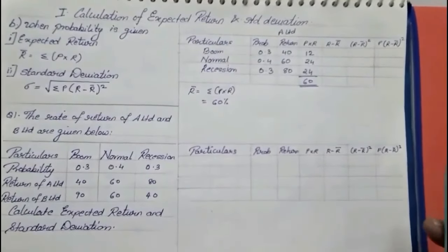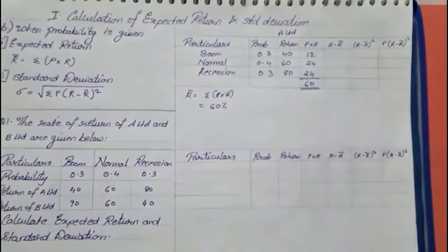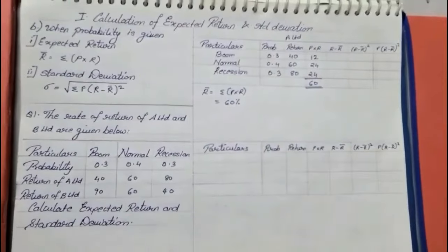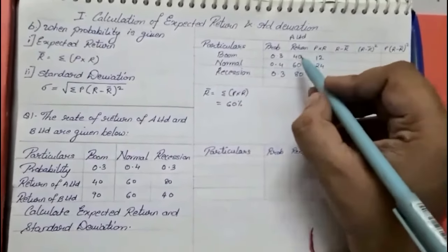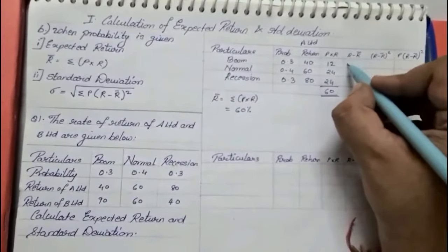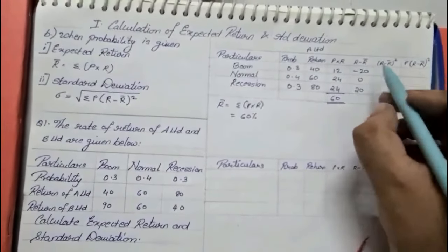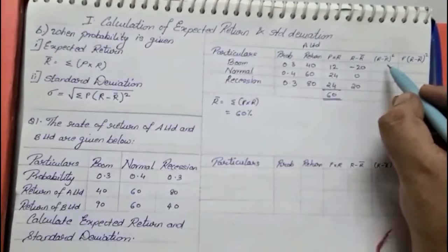Now let us see how to find the value of standard deviation. So next column is R minus R bar. Now R minus R bar will be all the values of R, subtract with R bar. So the difference we will get is negative 20, 0 and positive 20. The square of that will go into our next column.